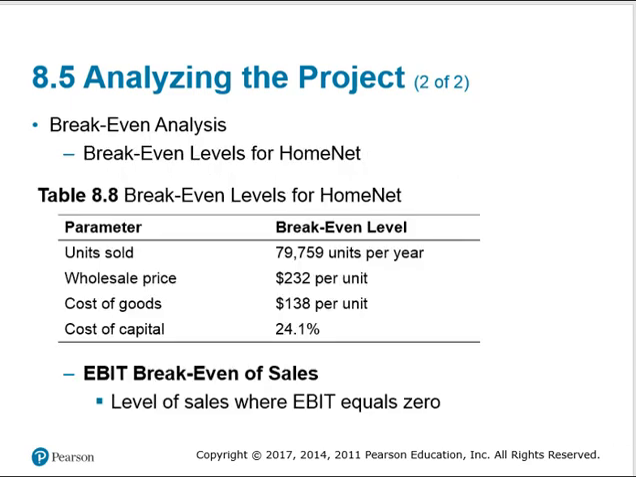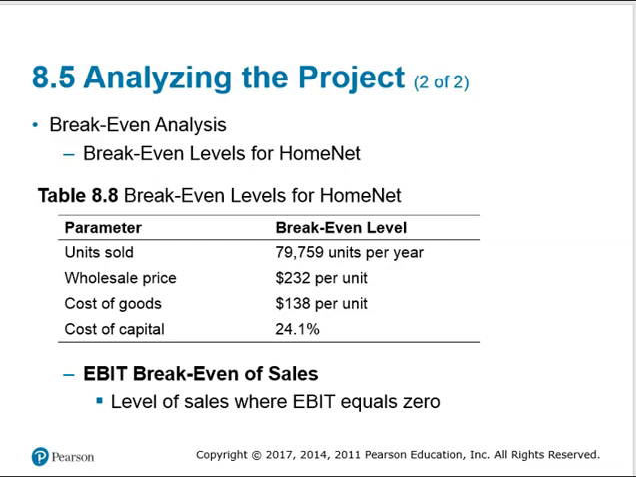So if we look at the break-even units for this last project we've been talking about, approximately 79,759 units would give you a break-even of net present value equal to zero. With a wholesale price of $232, cost of goods sold of $138 per unit, and a cost of capital of 24.1%, this ultimately would give us, again, a net present value equal to zero.